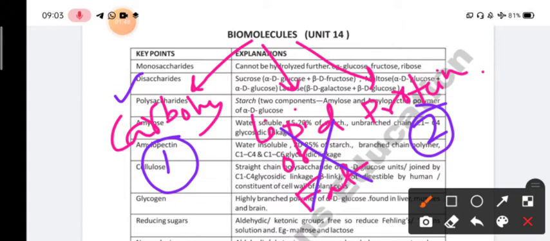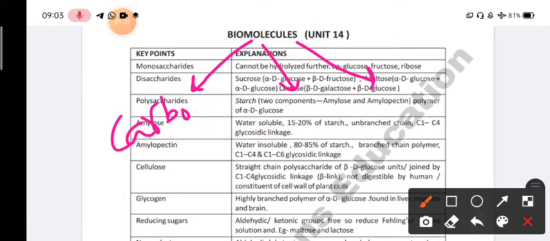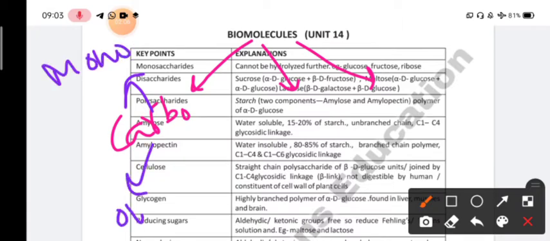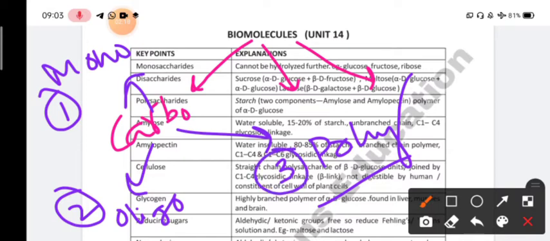Okay, so this carbohydrate can be classified into three types, that is monosaccharide, oligosaccharide and polysaccharide.